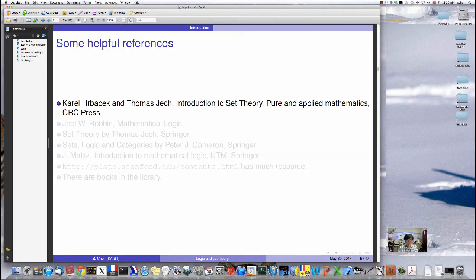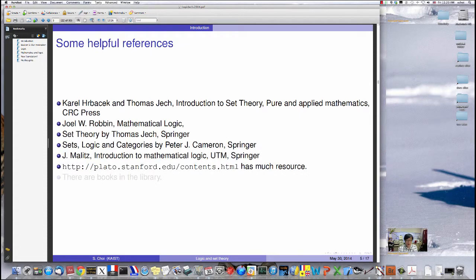Some helpful references are listed below. I would also like to mention that the Stanford Encyclopedia of Philosophy has many resources in general on the philosophy of logic. Please consult these books whenever you need them, if you want to study in detail.